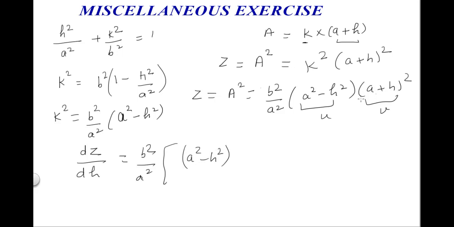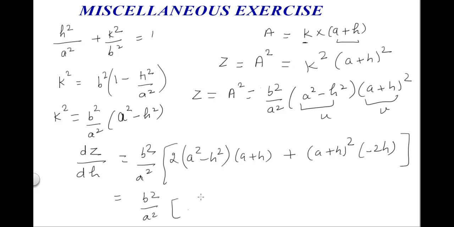Differentiation of a plus h whole square will be 2 into a plus h, and derivative of a plus h will be 1, plus a plus h square as it is. Differentiation of a square minus h square is minus 2h. Clear? This will be there. Now b square upon a square. Now if I convert this into a plus h and a minus h, I can just write a minus h into a plus h whole square, correct? So what is common now in this? 2 is common, a plus h whole square is common. What are we left with inside the bracket here? We are left with a plus h and here minus of.